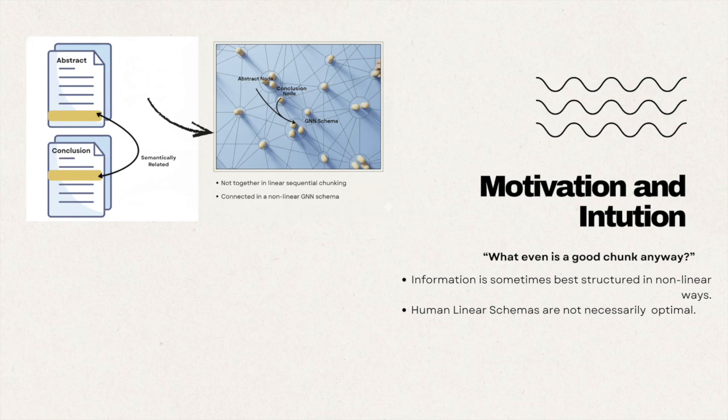As an example, consider this paper here where we have the abstract and the conclusion. There is a line in the abstract which is related to the conclusion. However, in a sequential linear schema, you would never see these being together. We wanted to build a non-linear document graph based approach that would allow us to account for such cases in our schema. And for this reason, we decided to take GNNs.